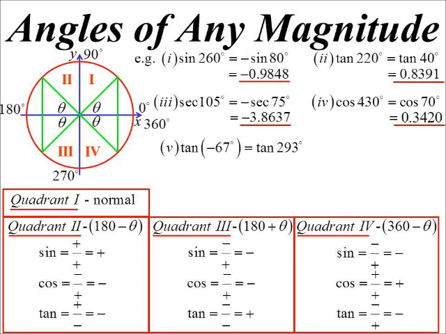293, fourth quadrant, tan's negative. The acute angle is 67. What does that tell me about the tan function? Yeah, it's an odd function, because function negative x is equal to the negative of function x.